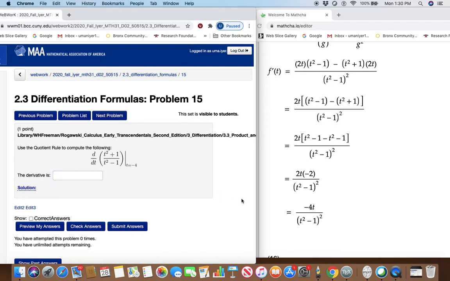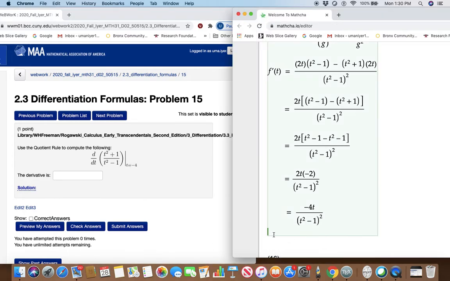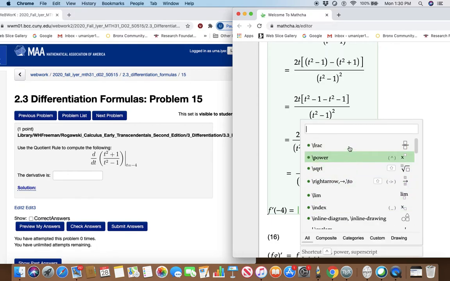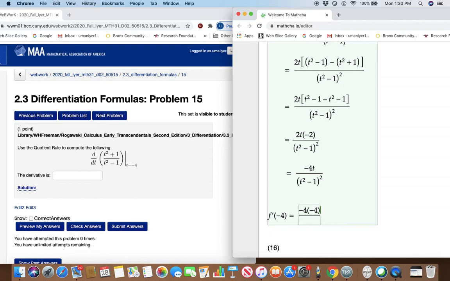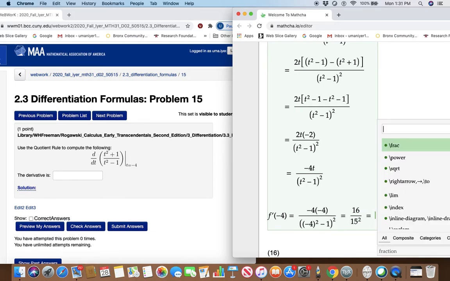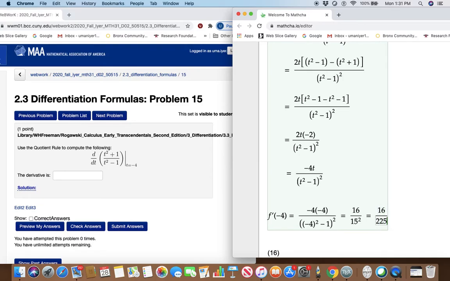Okay, so I cannot plug in just this because they are asking me to find the derivative at negative 4. So I need to find f prime at negative 4. So what am I going to do? I'm going to replace t by negative 4. So that's a fraction. Negative 4 times negative 4 over the square of negative 4 minus 1, all of this power 2. So that is equal to the fraction negative 4, positive 16 over 16 minus 1, 15 power 2. That's the fraction 16 over 225.